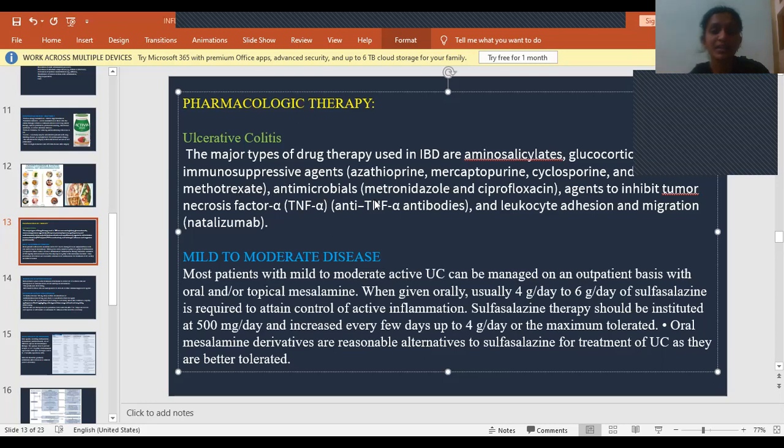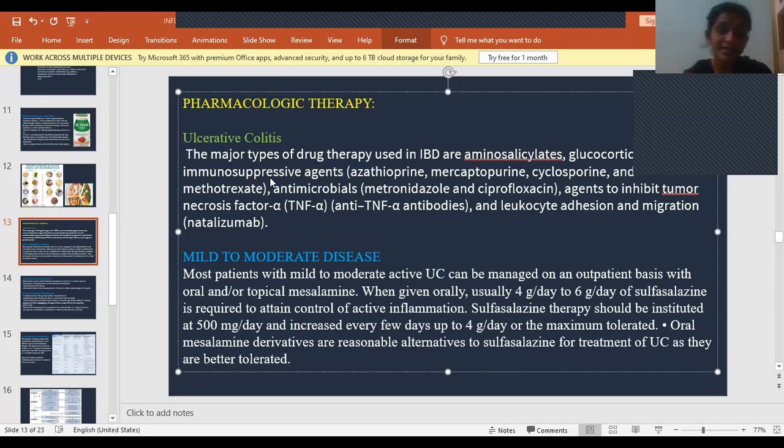Antimicrobials like metronidazole and ciprofloxacin are also used. The agents that inhibit TNF alpha are anti-TNF alpha antibodies. And the agent that inhibits leukocyte migration is natalizumab. So these are the drugs commonly used for ulcerative colitis. You have to go through the mechanism of action of all these drugs. As you already studied in pharmacology, revise these topics once again.